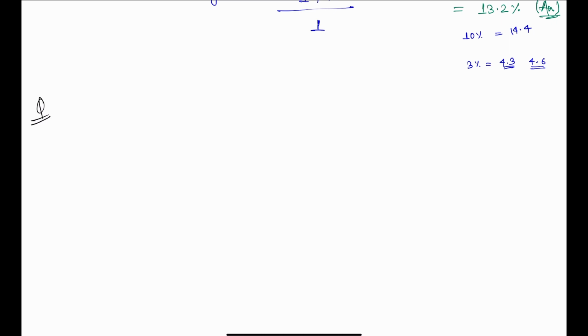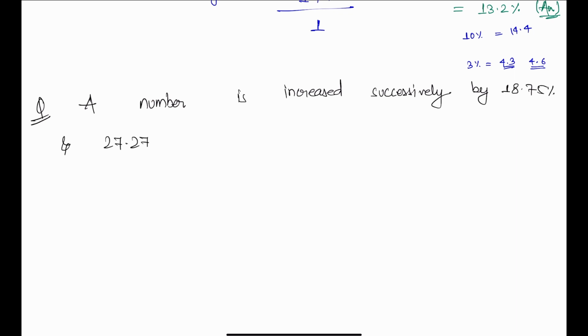This question: a number is increased successively by 18.75% and 27.27%, and then it is decreased by 42.84%. So find the change in number.